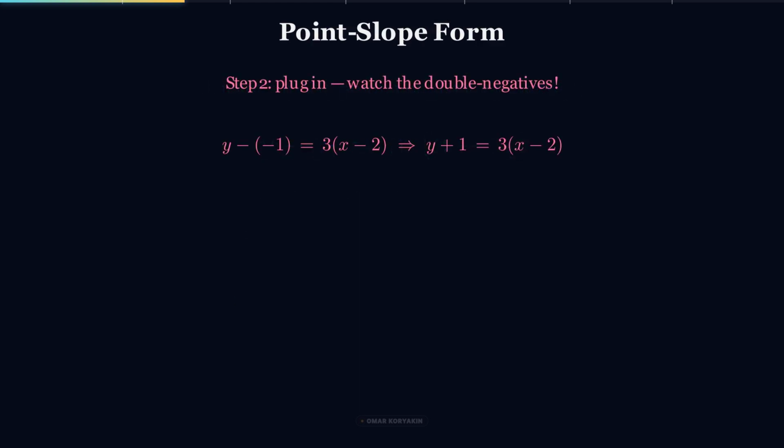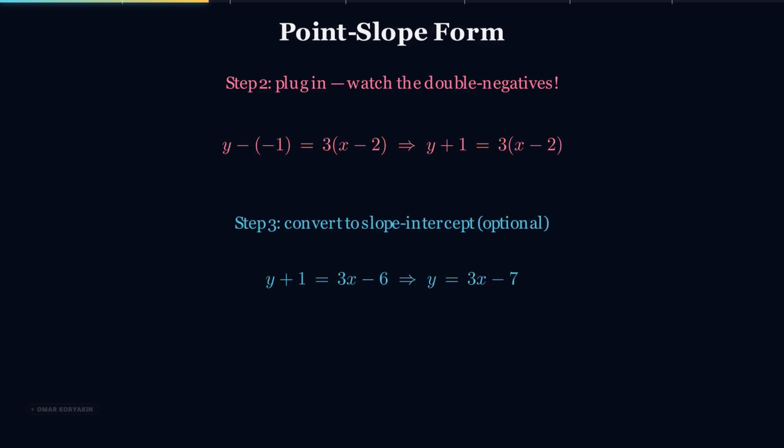Step 2. Plug the slope m and the anchor coordinates into the point-slope template y minus y1 equals m times the quantity x minus x1. Be careful with the signs of the anchor coordinates. If x1 is negative, the parenthesized expression x minus x1 becomes x minus a negative number, which simplifies to x plus the positive value. Similarly for y1. Sign tracking through the substitution is the most common source of errors in point-slope work.